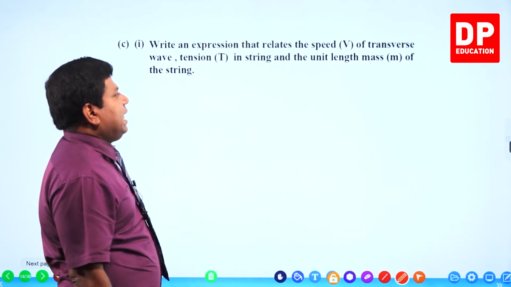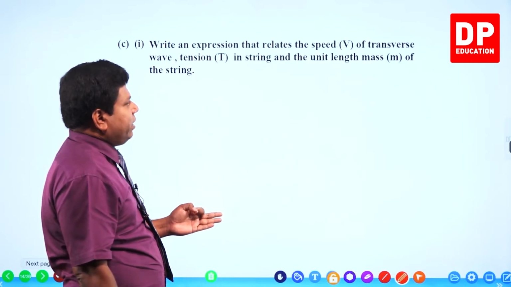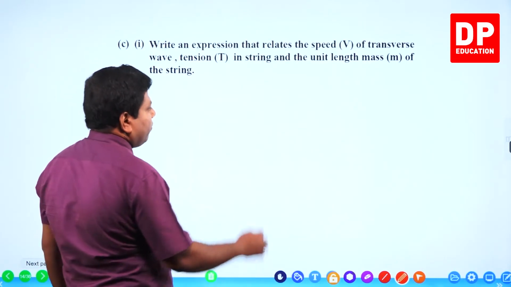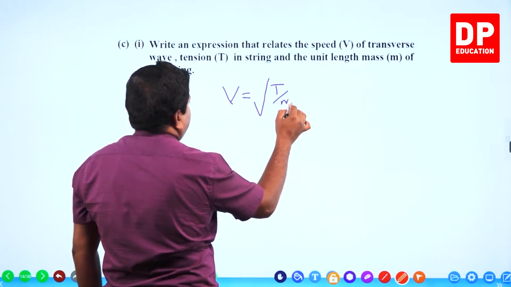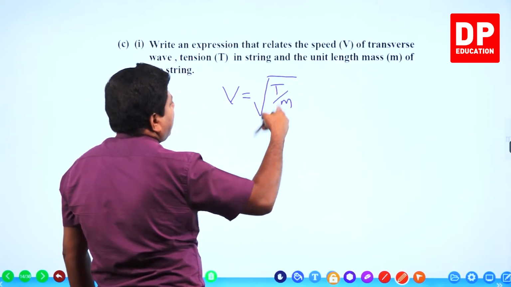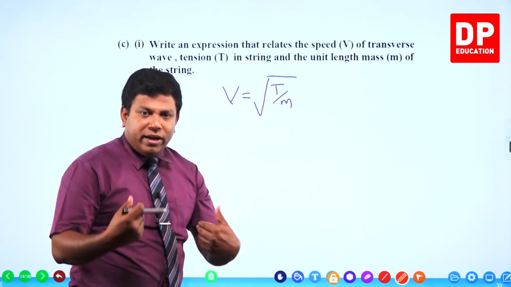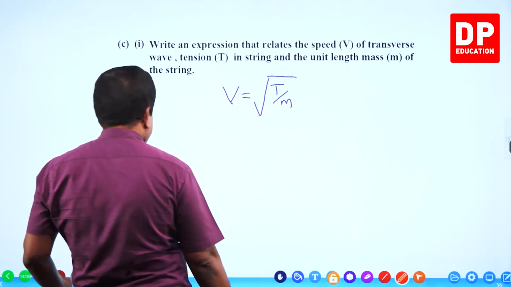Write an expression that relates the speed of transverse wave, tension T in the string and unit length mass m of the string. The one we always study, V equals square root of T over m. Careful, this is unit length mass m, so I don't have to divide by the length. If they have given the total length, then you have to divide by the length. Total mass, then m over L has to be applied.